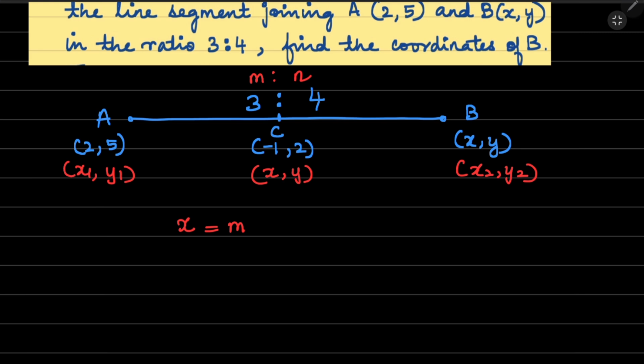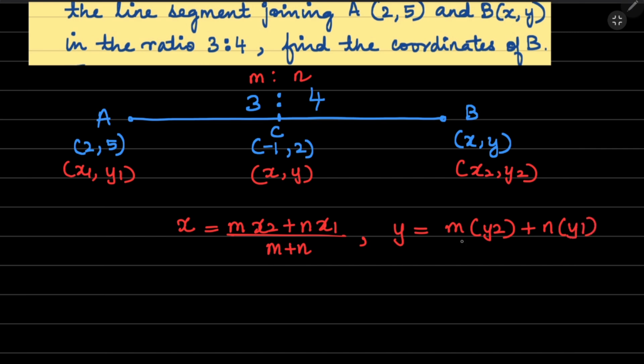So the x coordinate of the dividing point will be equal to m into x2 plus n into x1 whole divided by m plus n. And the y coordinate will be equal to m into y2 plus n into y1 whole divided by m plus n. This is called the section formula, which you have to learn.